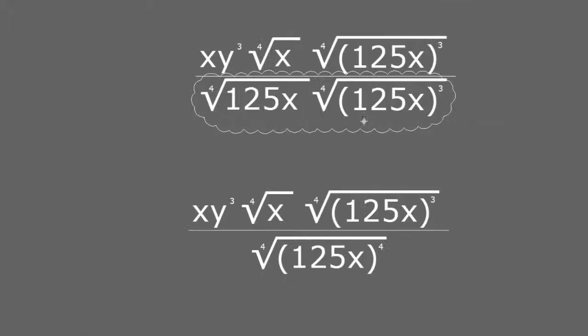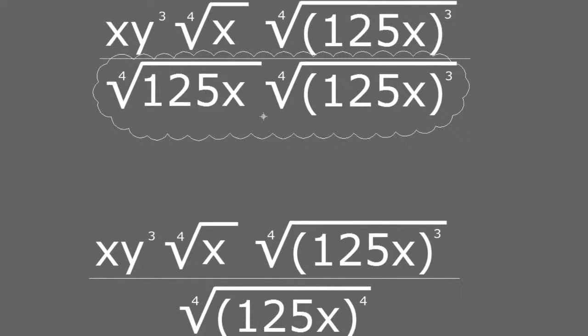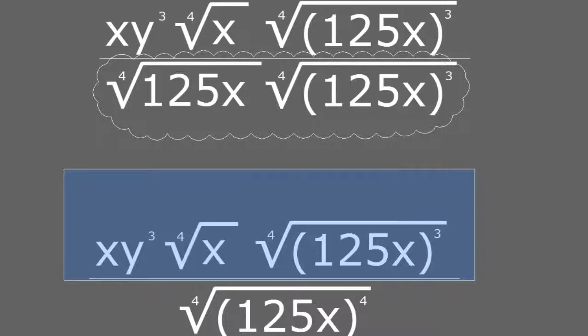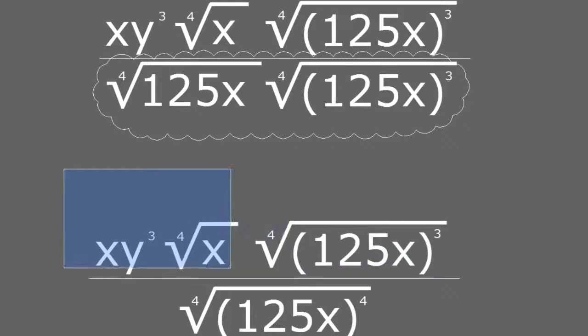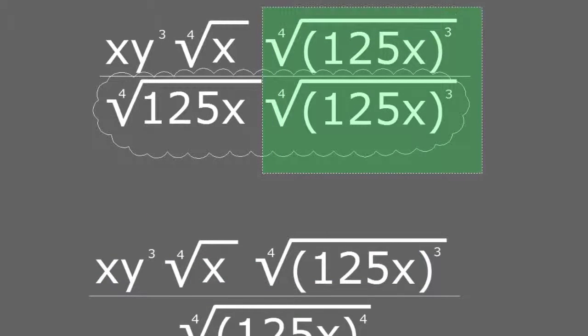Now, these two terms right here, when multiplied, become the fourth root of 125x raised to the fourth power. Okay? And on the numerator, I have what I had from the original expression and what I had from the new fraction that I was multiplying. Okay, this is the first numerator, and this is the second numerator that I added from the second expression that I was multiplying.